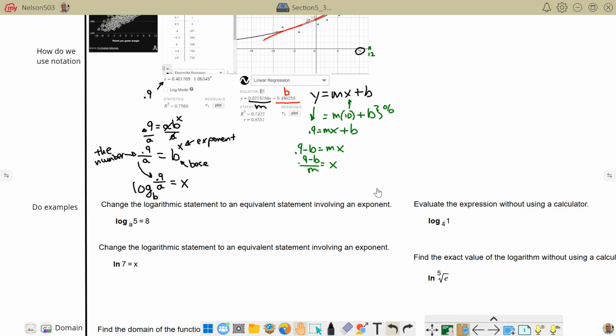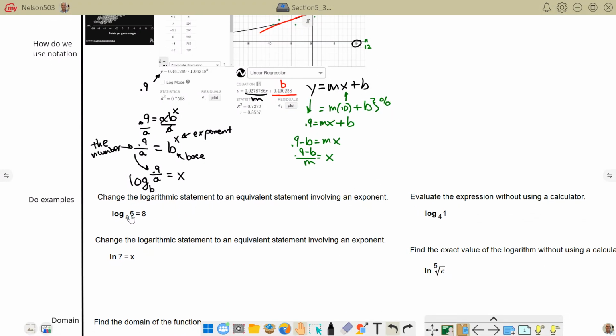Now, in order to do that skill, we have to have some other underlying skills, like how do you deal with logarithms, right? So it says change the logarithmic statement to an equivalent exponential statement. It's just using the definition. Sometimes in these kinds of problems, you're not really doing much other than just using the definition. So here's the base, here's the exponent.